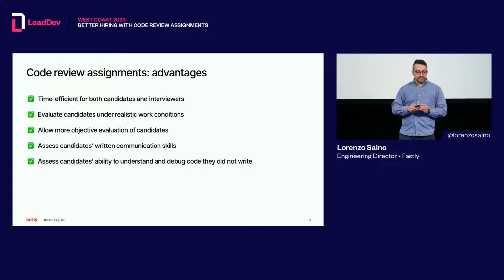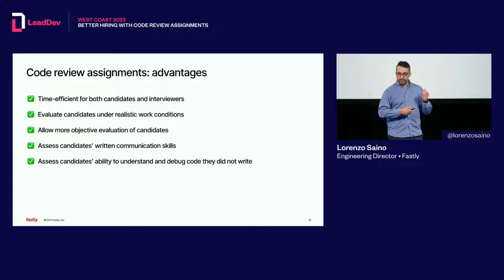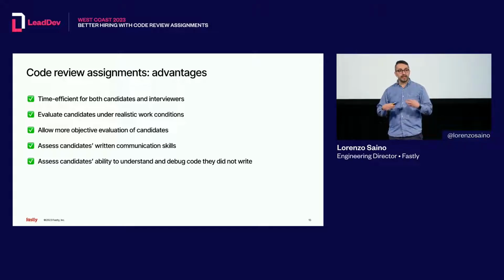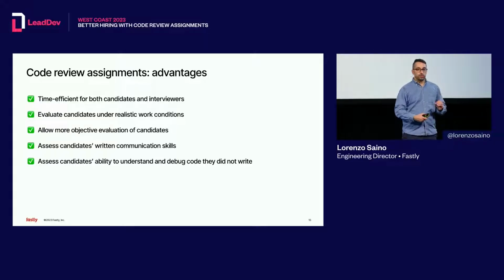And finally, unlike live coding sessions and take-home coding assignments, where candidates have to write code from scratch, in these assignments candidates are required to really understand existing code to the point they're able to debug and understand the issues. Now, I would say that this is a very important skill, because in most organizations, for most engineers, being able to review, evolve, understand, and maintain existing code is part of their job.